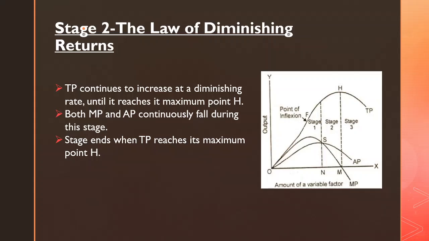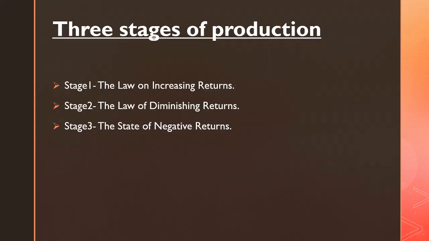When total production reaches H point, it is the maximum point of TP. From this point, our total production goes on decreasing. So till H point, our second stage is going to be finished. In the second stage, MP and AP also continuously fall. Three stages of production.